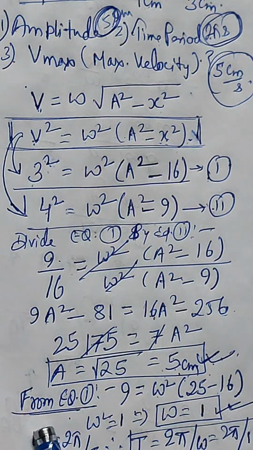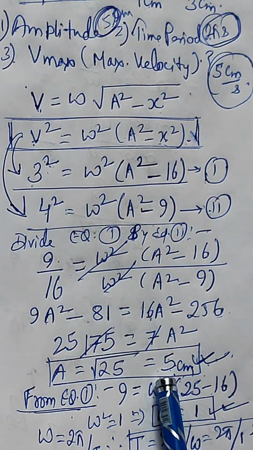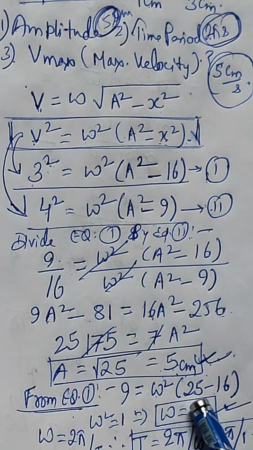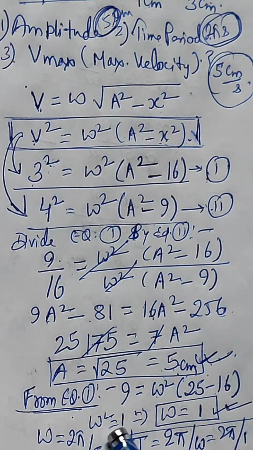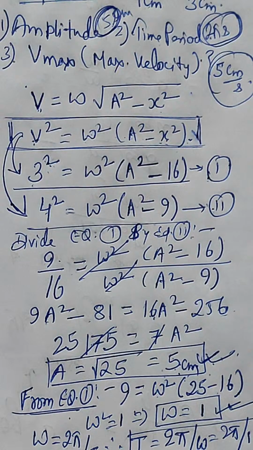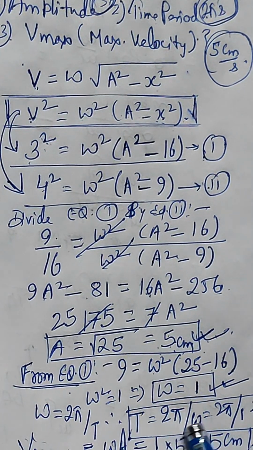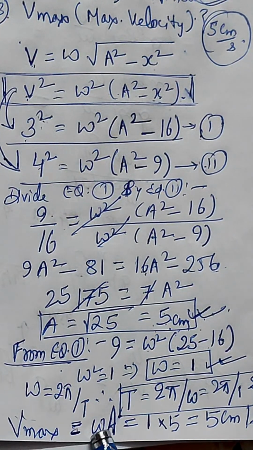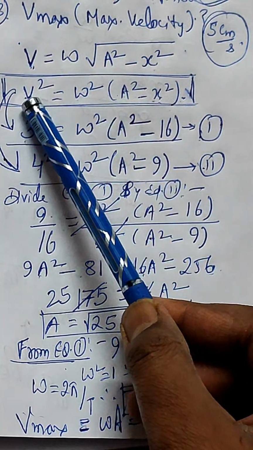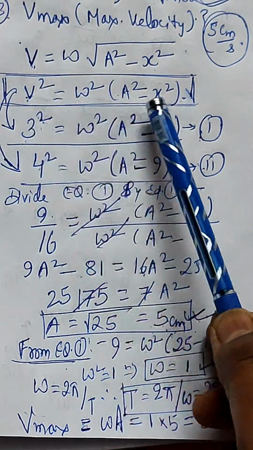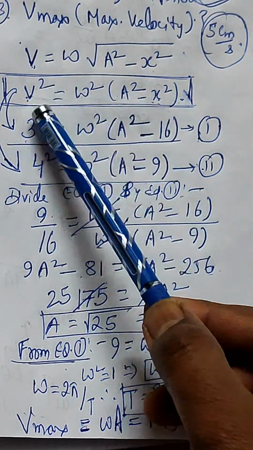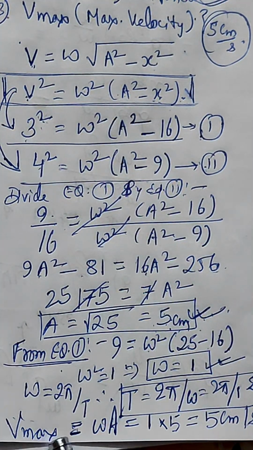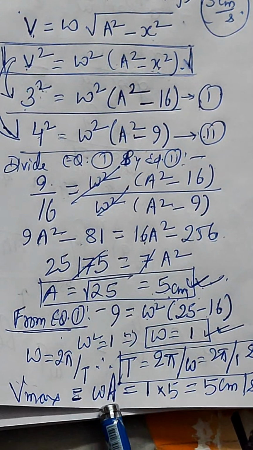Time period is given as, just put the value of this a into the above equation number 1. You get 9 equal to omega square into 25 minus 16, which will give you the value of omega as 1, and omega equal to 2 pi by t, which will give you the value of time period as 2 pi by 1 seconds, that is 2 pi seconds. Now Vmax equal to omega a. How? Because V will be maximum when the displacement will be 0. When x will be 0, v square equal to omega square a square, right? So that's why Vmax is written over here as omega times a.